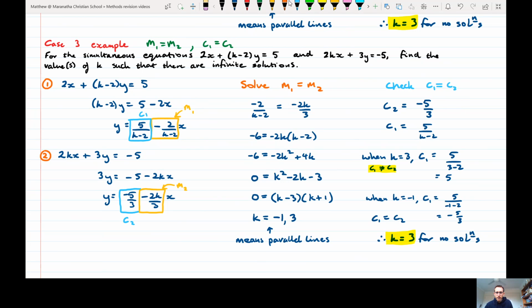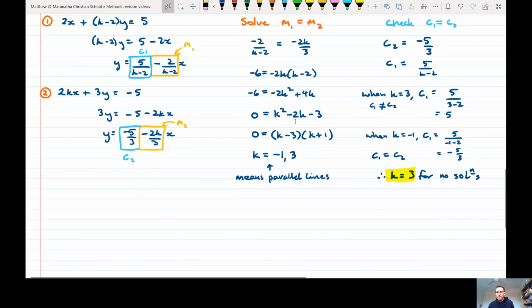And we found, when k equals 3, we had different intercepts, which was perfect for no solutions. But when we have infinite solutions, we have to have the same intercept. So k equals 3 is no good to us. So instead, we want to deal with k equals -1, because notice at the end k equals -1 gives you exactly the same intercept as the other one.